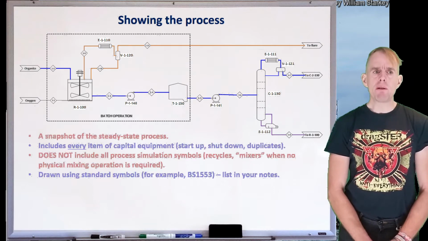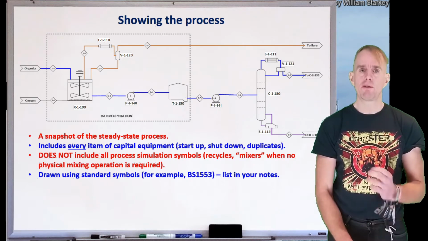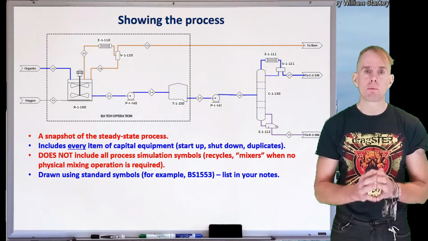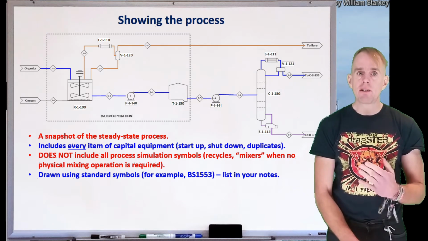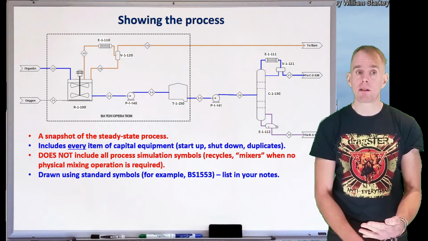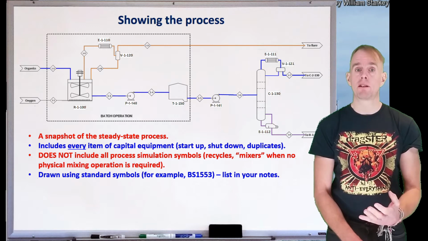Now, when we look at this, we see a snapshot of the steady state process. This is really important. This is not the startup process or the shutdown process. This is what is happening at the designed steady state. It includes every item of capital equipment, however, that you will see on the plant. So it includes startup, shutdown and any duplicate equipment as well.